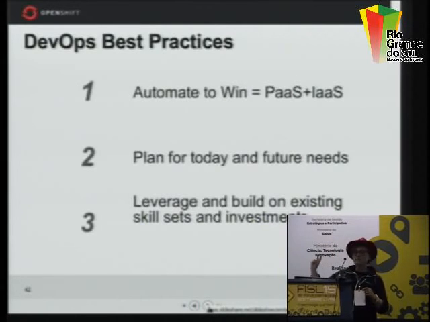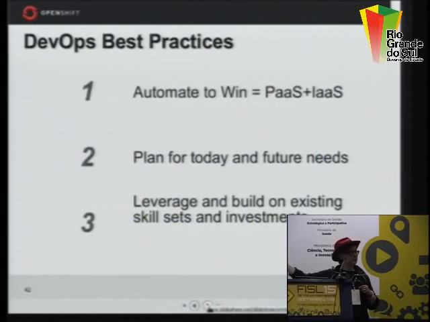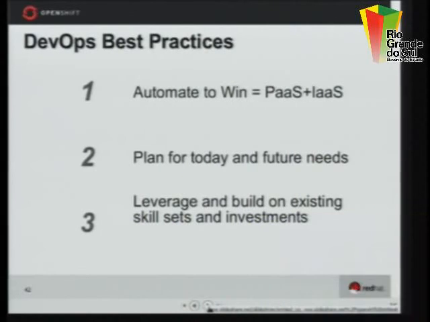So automate to win. That's the key best process here. Whenever you see someone building a cloud, tell them that they should be adding a platform as a service, and they should use Origin because it's open source and it's available and it's in production and being used very well. You plan for today, and you're also planning for your future needs, because you can add new frameworks and languages very easily to OpenShift.